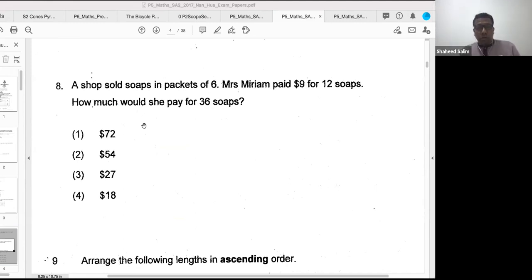A shop sold soaps. This is a tongue twister. A shop sold soaps in a packet of 6. Mrs. Miriam paid $9 for 12 soaps. How much would she pay for 36 soaps? You must understand this one. You cannot buy any other number. You can only buy in number 6 only. One packet is 6.